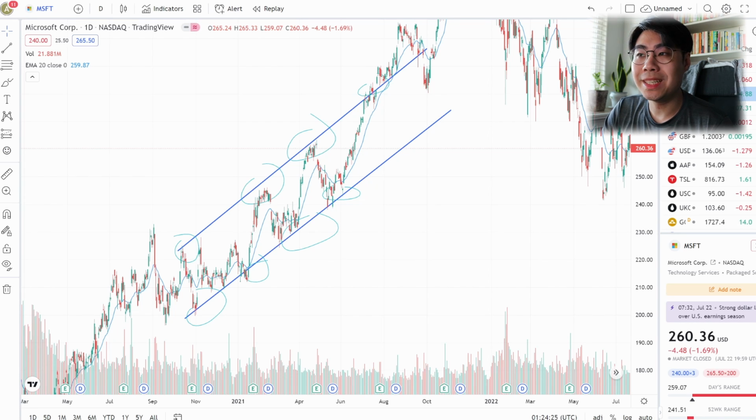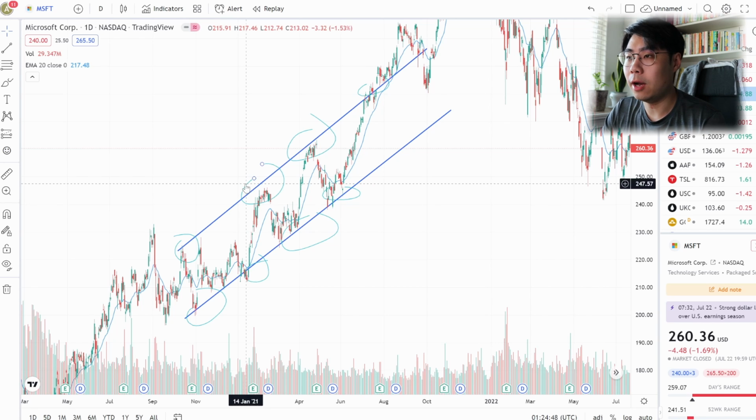So we also notice another thing that's really interesting. These channels form because it looks like the price never breaks through the upper trend line, and it also doesn't really break through the lower trend line. And this is something called a support and a resistance. So you may hear these terms very often.